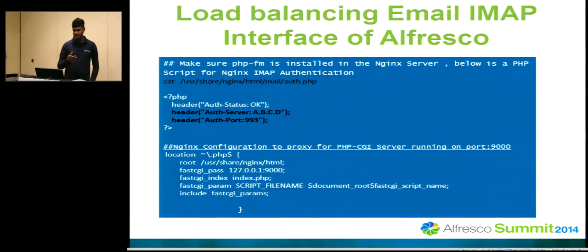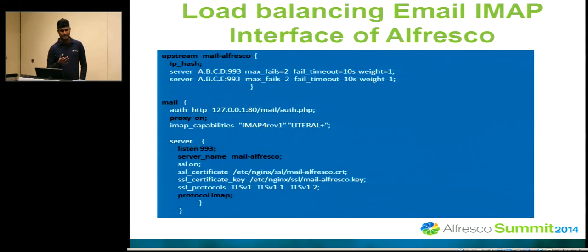As you might not know, we can load balance email as well, incoming IMAP email in Alfresco, using Nginx. We had to use a PHP-FPM server, plus there's some Nginx configuration as follows. It's just one small mail block, as you can see. Port 993 is the listening port of the mail port of Alfresco.